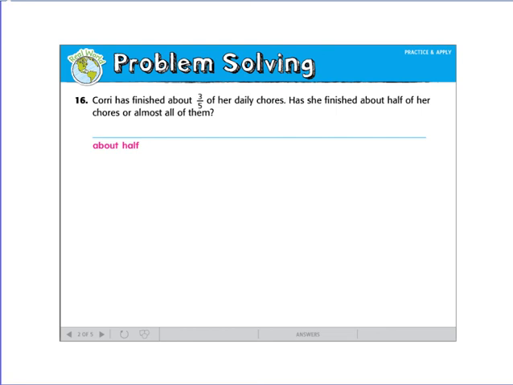I ran out of printer paper this morning, and I'm trying to print out a math test for tomorrow. It was like, oh, that stinks.